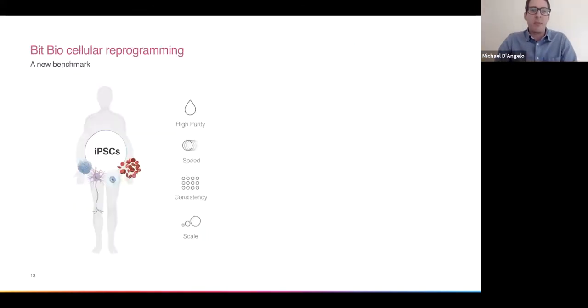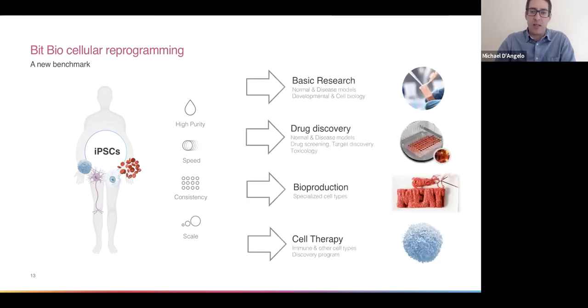BitBio's cellular reprogramming is really making a new benchmark for human cell models due to the high purity, the speed of differentiation, the consistency, not only batch to batch, but really cell to cell in each vial, and also the scale at which we're able to do production. And this enables a number of applications for basic research, both normal and disease models, and we're really building up a great capacity for genetic engineering of disease models. And this is enabling for developmental and cell biology experiments.